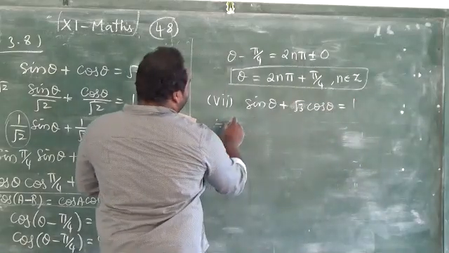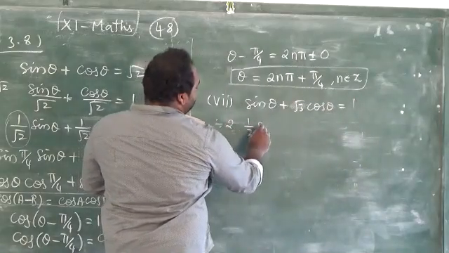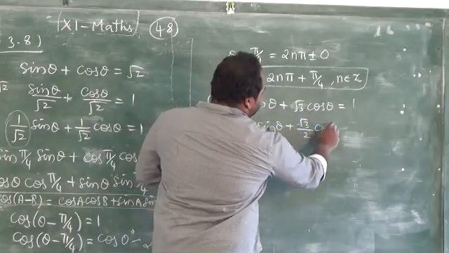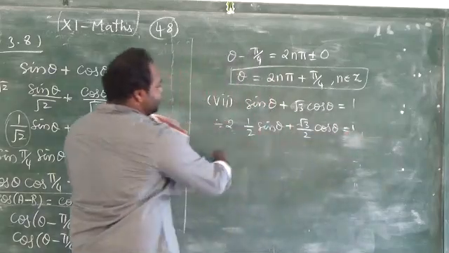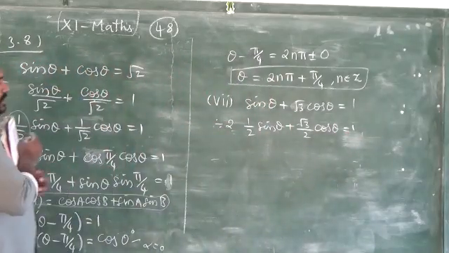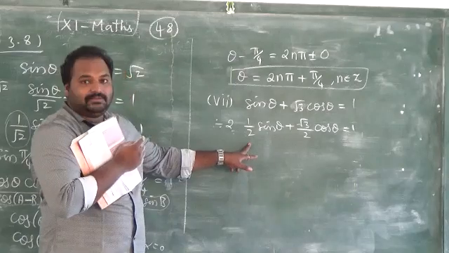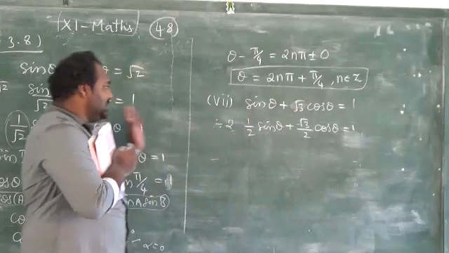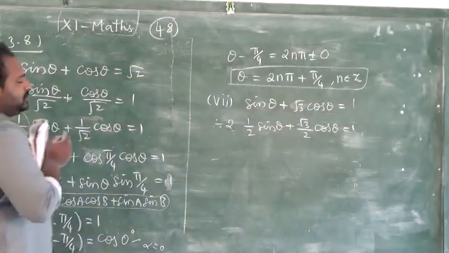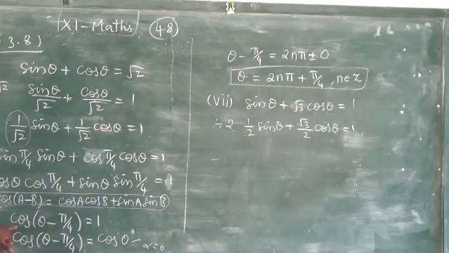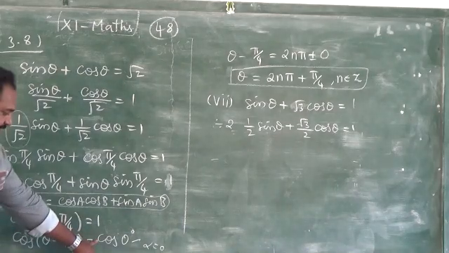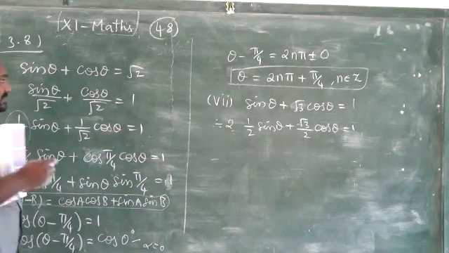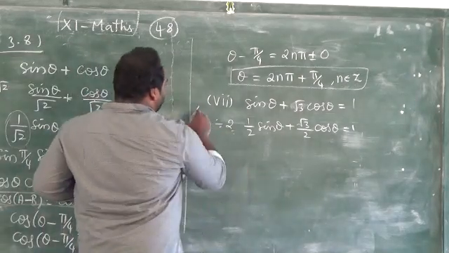Here if you divide it by 2, you will get 1 by 2 sin theta plus root 3 by 2 cos theta equal to 1. Once again, the same formula we can bring in. Sin 1 by 2 can be written as sin pi by 6, and here cos pi by 6. So the same cos A minus B formula we can write. Apply the same formula here, you will get this step, then change it to the cos function, find out the alpha value, and using the formula you can find the answer for question number 7. So this is homework.